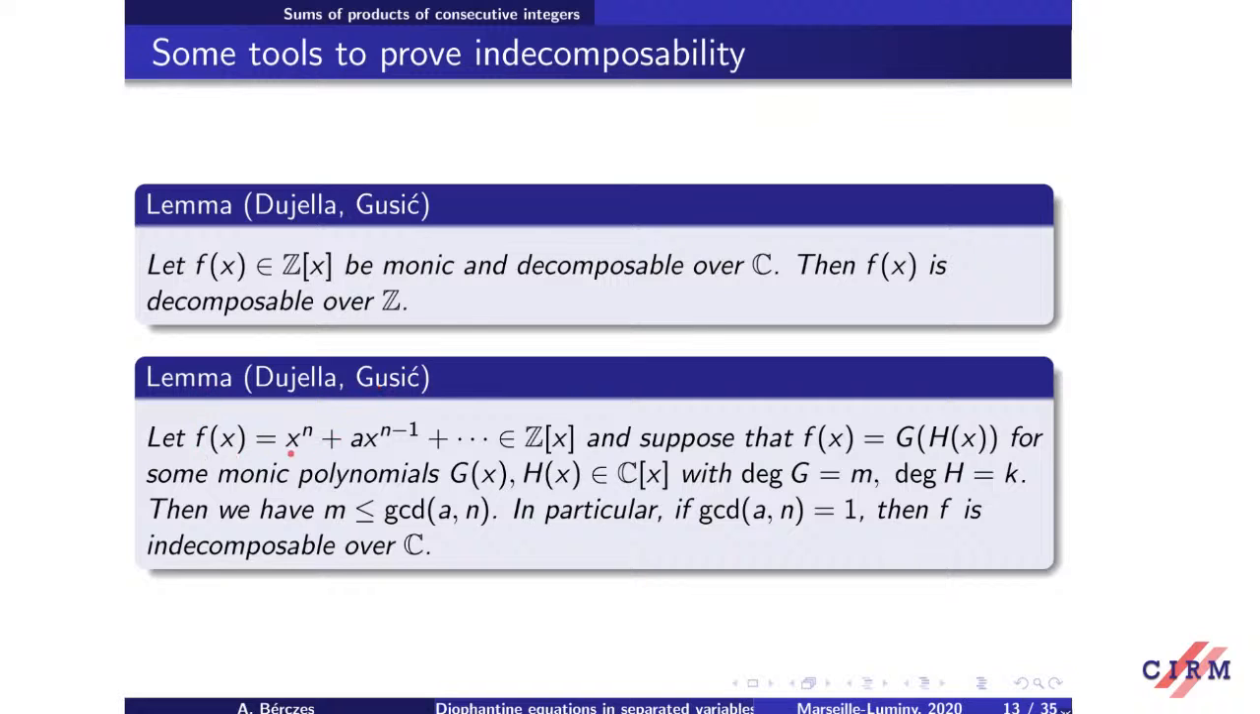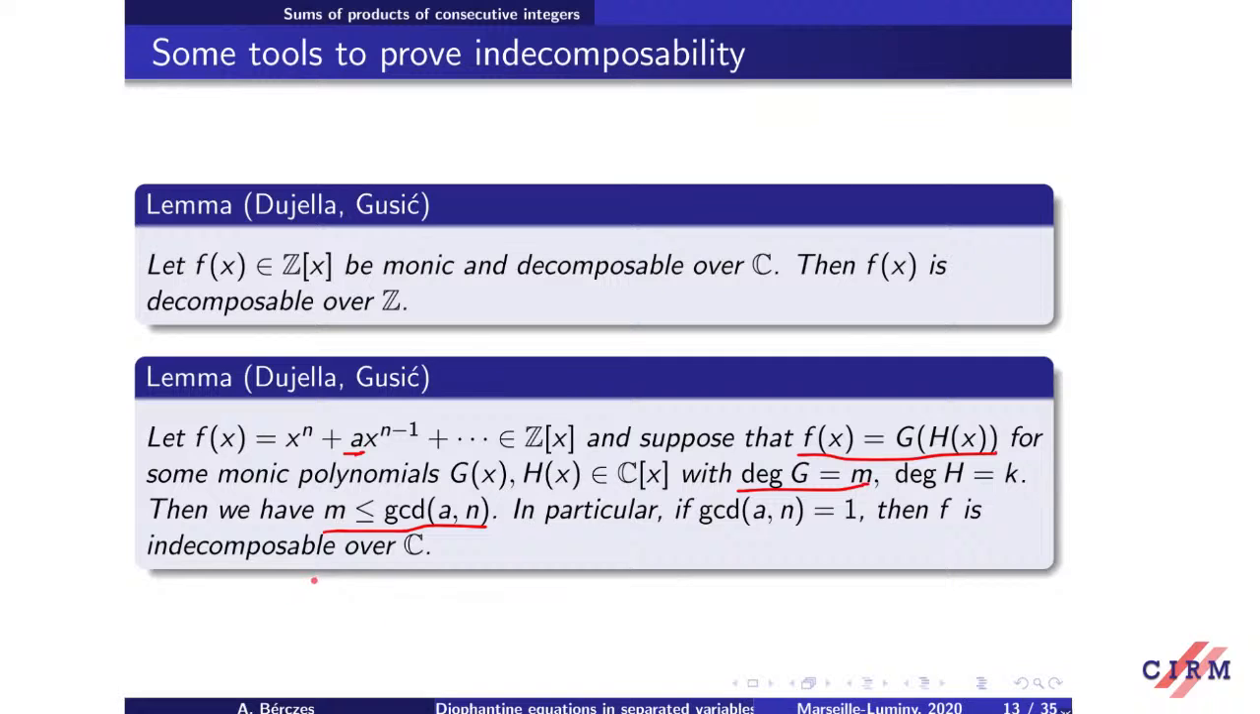Further, they also proved that if we have a polynomial f of x, which is monic and has integer coefficients, then in the case of any decomposition f of x equals g of h of x, the outer polynomial has degree smaller or equal to the GCD of the second coefficient and the degree of the polynomial.